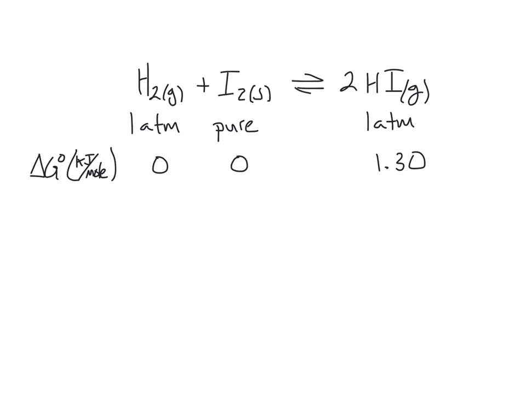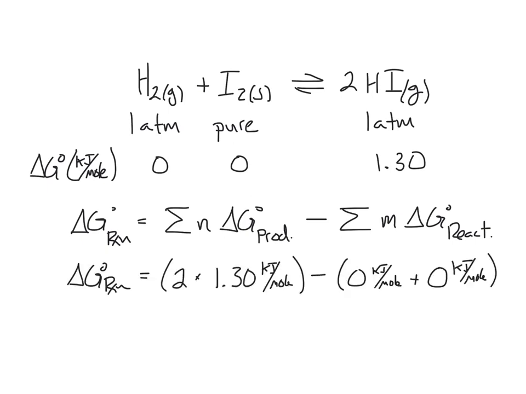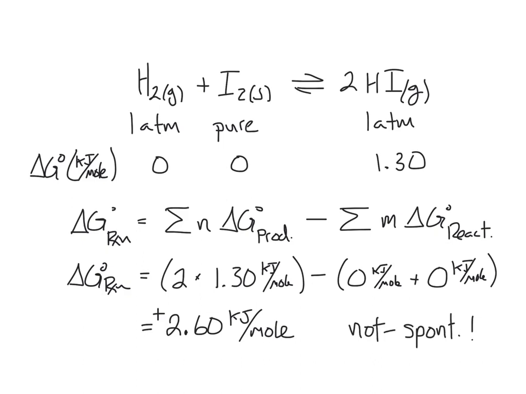Here's a chemical reaction, and notice that the reactants and the products are all under standard conditions. We have 1 atmosphere of pressure of hydrogen gas, the solid iodine is pure, and we have 1 atmosphere of HI gas. To calculate if this reaction is spontaneous or not, we simply subtract the delta G of formation values of the products minus the reactants. When we perform this calculation, we find that the delta G for the reaction is 2.6 kilojoules per mole, a positive quantity, and the reaction is not spontaneous. So under standard conditions, this reaction is non-spontaneous.